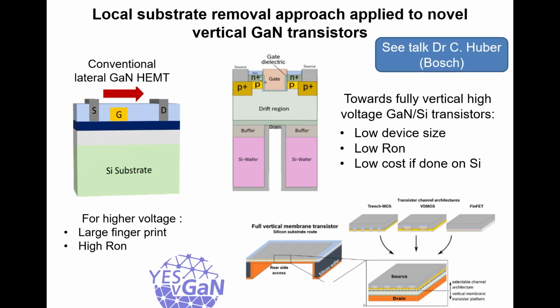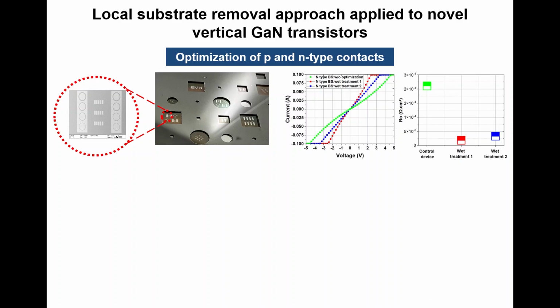So you see the idea. We use the local substrate removal to get access to the N+ for a fully vertical device here. Okay, so that's the same technology that I showed for lateral, but applied to vertical. And in the front side, there's nothing really special. You can use any feature, whatever. So just to show you that the progress of this project is pretty satisfactory.